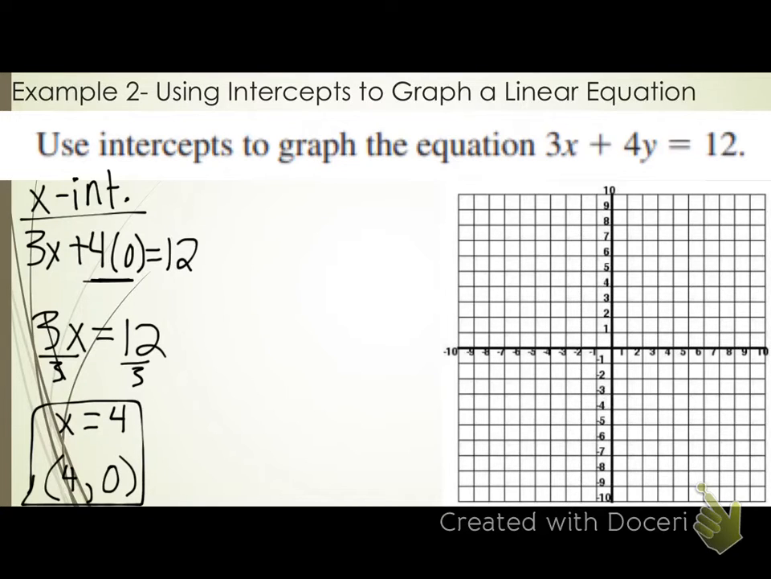So I found one ordered pair. How many do I need to make a line? 2. So what's going to be another convenient point for me to find, if I already found my x-intercept? Y-intercept. So now I've got to find the y-intercept.